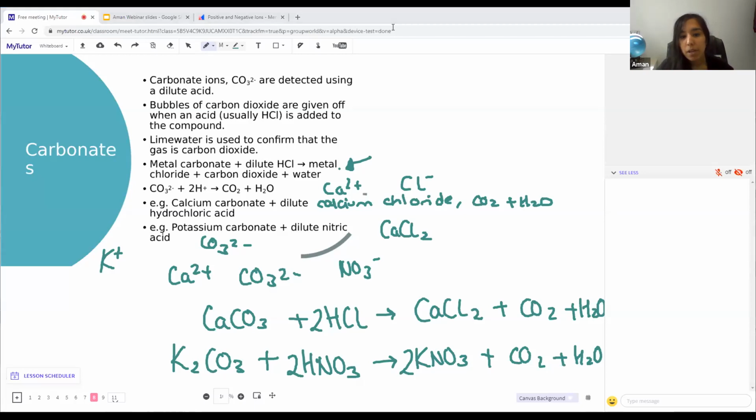It's not called potassium, it's called potassium nitrate. So potassium nitrate is the product. Excellent. Okay, so let's move on to the second negative ion.